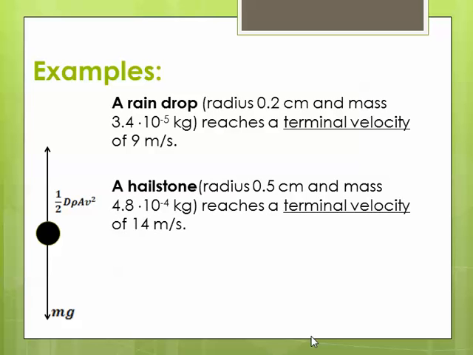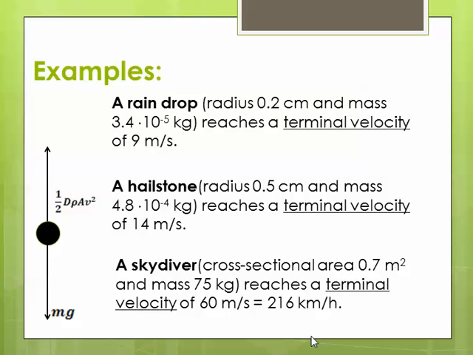A hailstone has got a larger radius of 0.5 centimeters and a larger mass of 4.8 times 10 to the power of minus 4 kilograms, and this one reaches a terminal velocity of 14 meters per second. And a skydiver with a cross-sectional area of 0.7 square meters and a mass of 75 kilograms reaches a terminal velocity of 60 meters per second, which is really large. It is 216 kilometers per hour. So these terminal velocities may be measured. We may just measure the velocity of the falling objects, or if we know all the input data, we may calculate it. So if we know the drag coefficient and the cross-sectional area, and if we know the density of air, then we may just calculate the terminal velocity.